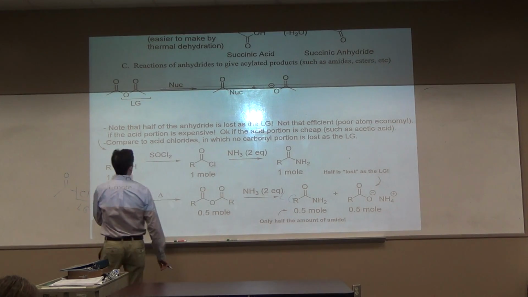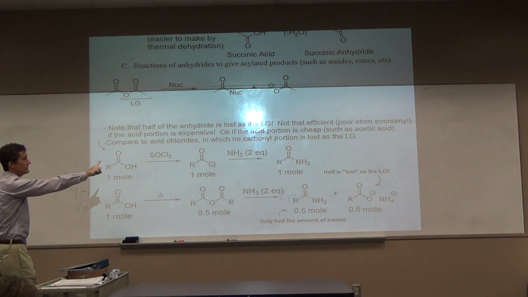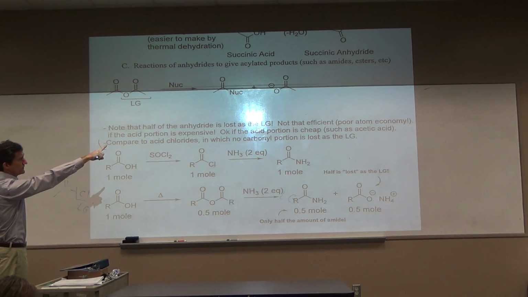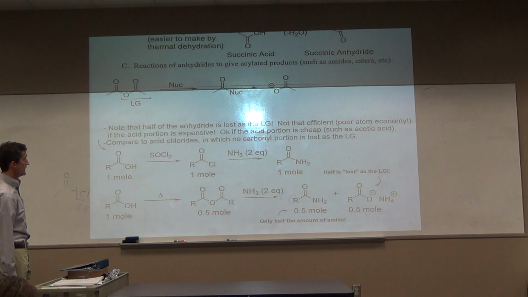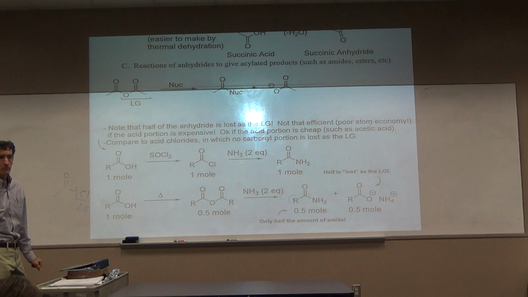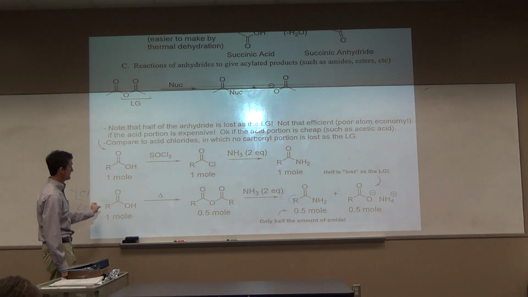Now, you've got to note that half of the anhydride is lost as the leaving group. So it's actually poor atom economy. And this is particularly important if the acid portion is expensive. This is also why acid chlorides are better than anhydrides.